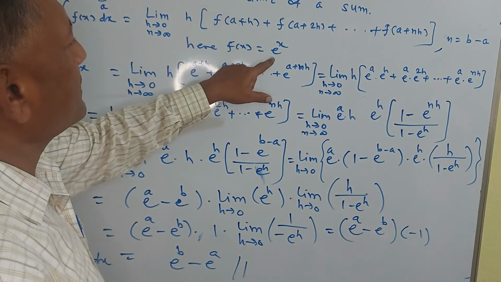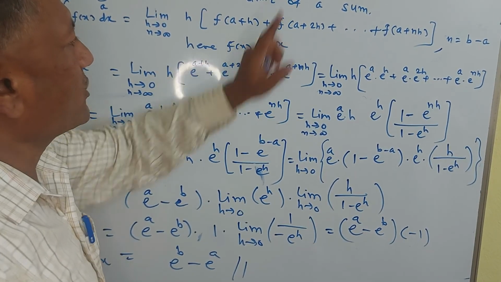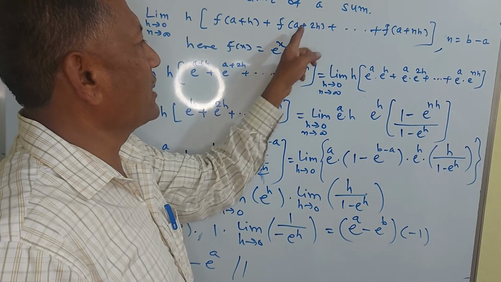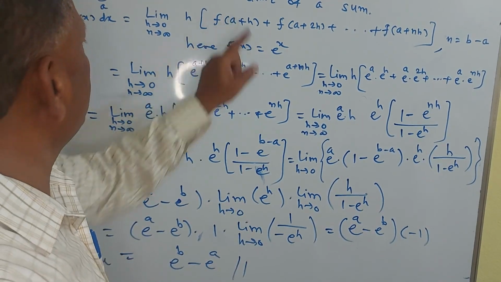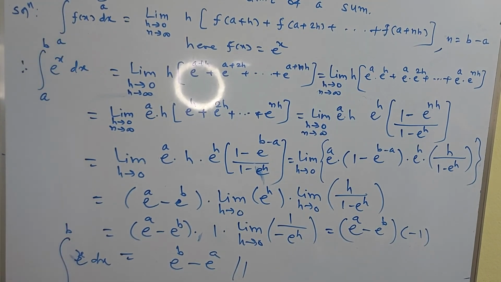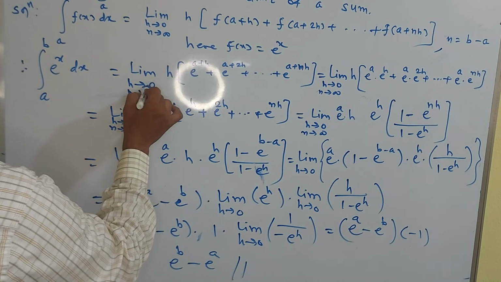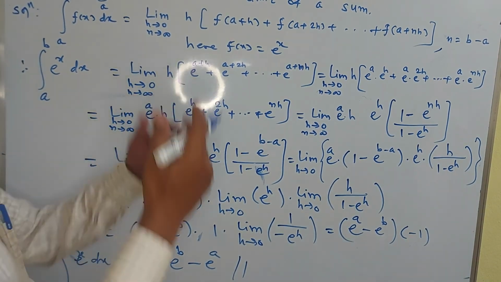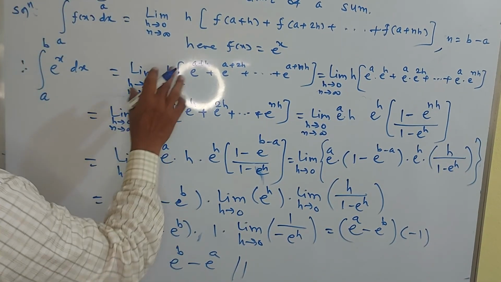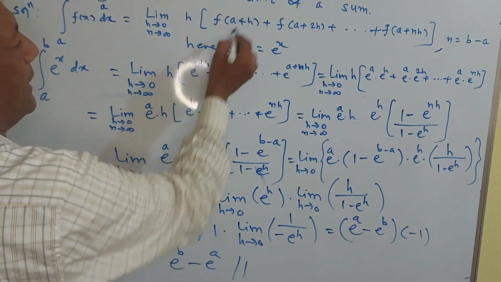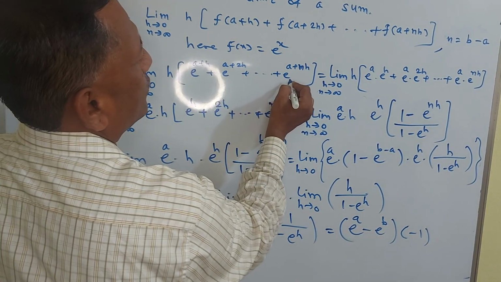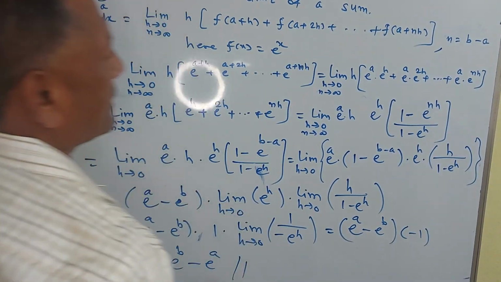Therefore, f of a plus h means e raised to a plus h. f of a plus 2h means e raised to a plus 2h. And f of a plus nh means e raised to a plus nh. So you substitute in this formula. Therefore, integration of e raised to x dx, integration going from a to b, is equal to limit as h tends to 0, n tends to infinity, nh is equal to b minus a. If there are no terms of n, then you leave this n tends to infinity, h into e raised to a plus h plus e raised to a plus 2h plus up to e raised to a plus nh.